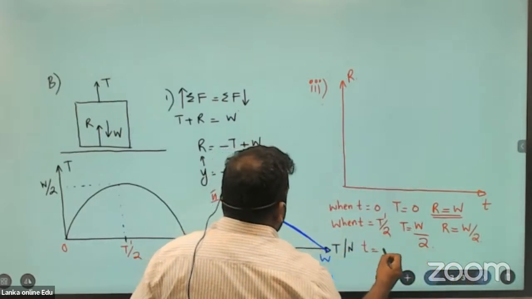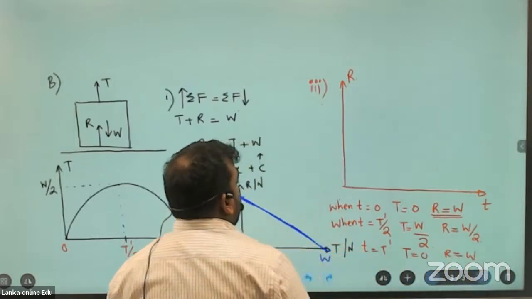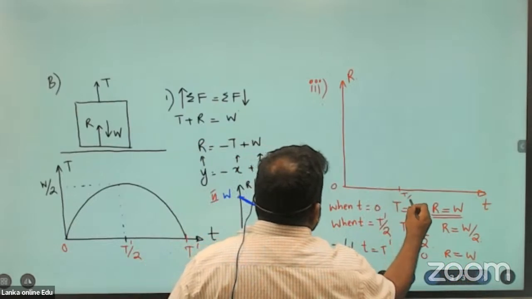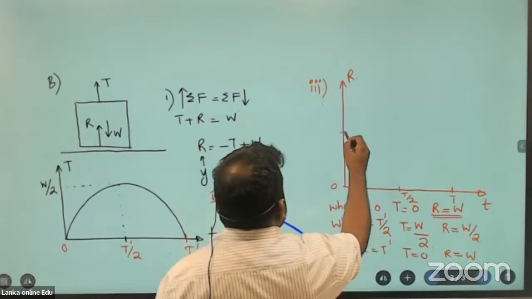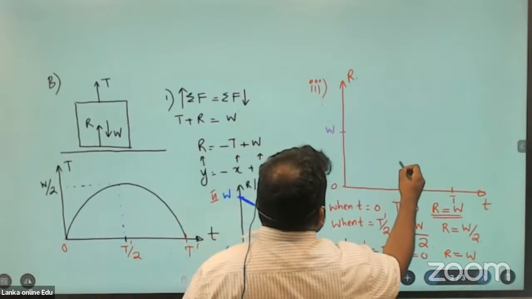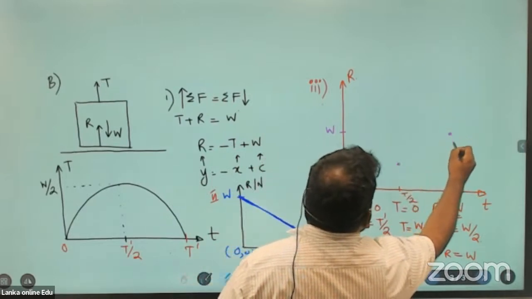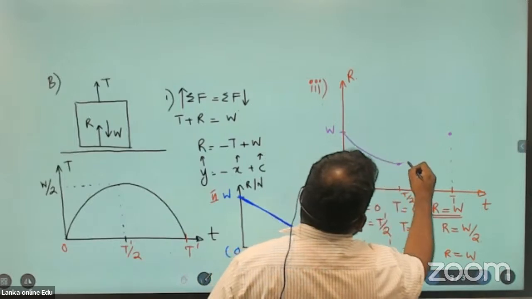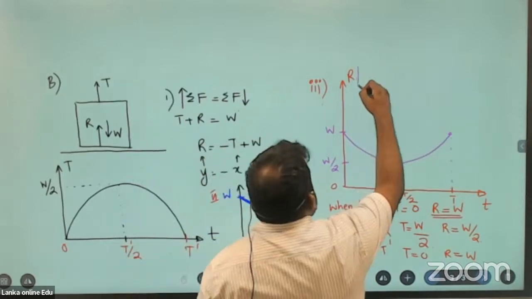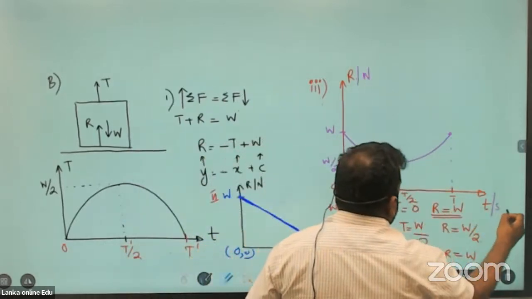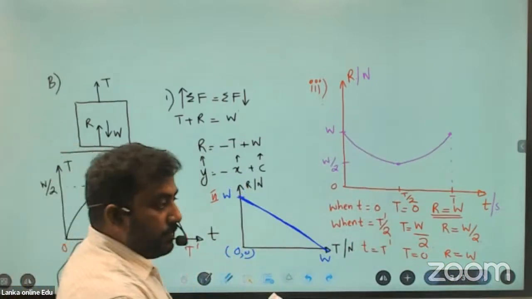Next, when time is equal to T dash, again tension 0, R equals W. So here I can easily see that the variation is like this. W, W over 2, again W. So it's a graph like that. That's how your graph is. Simple variations.